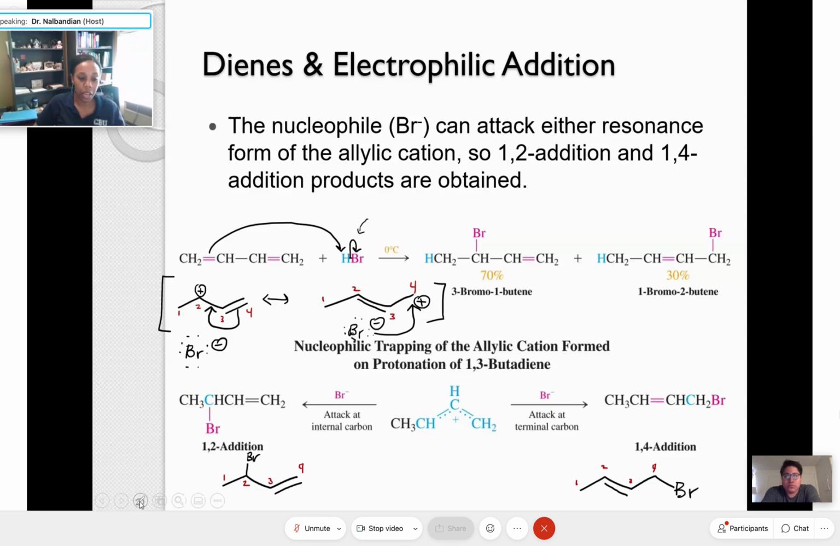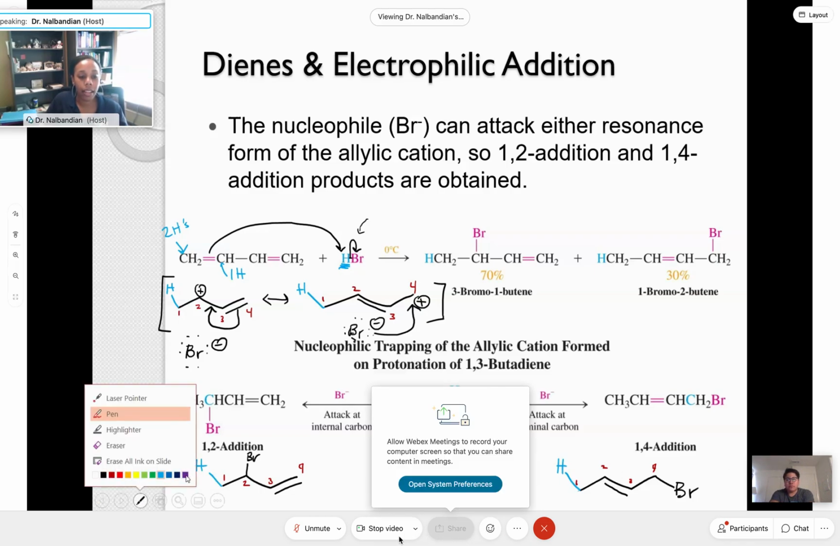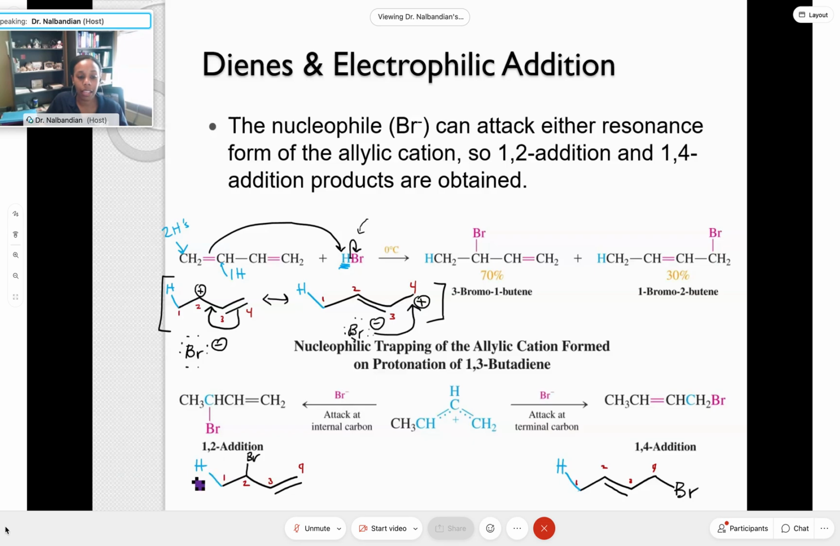Now remember, initially we added in a hydrogen. That was our first step, right? And we said that H goes where there are more H's. We said there are 2 hydrogens here versus only 1 hydrogen here. And so we know that we added in that blue hydrogen. We know we added it on carbon 1. So I'm just going to add it in. We don't have to show it, but I'm just showing you it here so that you can see what we're about to do. So if we add that on carbon 1, then hopefully you can see that we added the hydrogen to carbon 1 and the bromine to carbon 2.